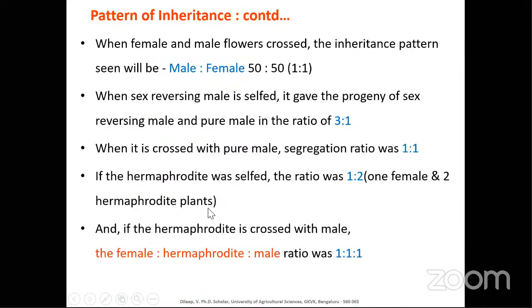And if the hermaphrodite is crossed with the male, hermaphrodite into male, the ratio of female to hermaphrodite to male was 1:1:1. So all three forms will give an equal number of plants. This is the important thing in this slide, especially the hermaphrodite itself. However, you have to know all the things. The combinations are huge, but only 4 to 5 are important. So at least for SRF and NET aspirants, you have to remember at least 4, 5, 6 points. This much is enough.